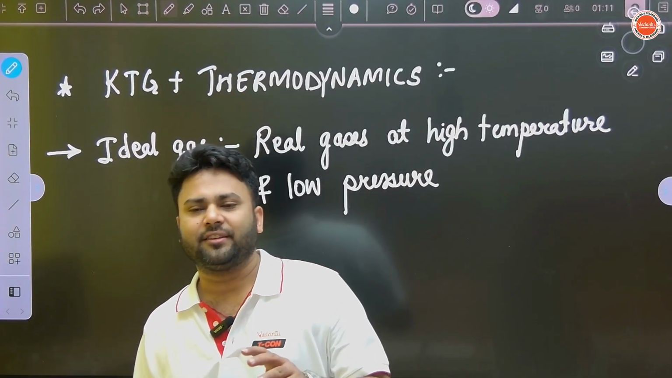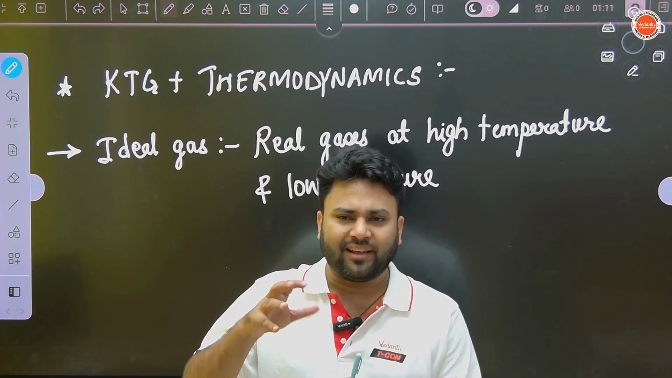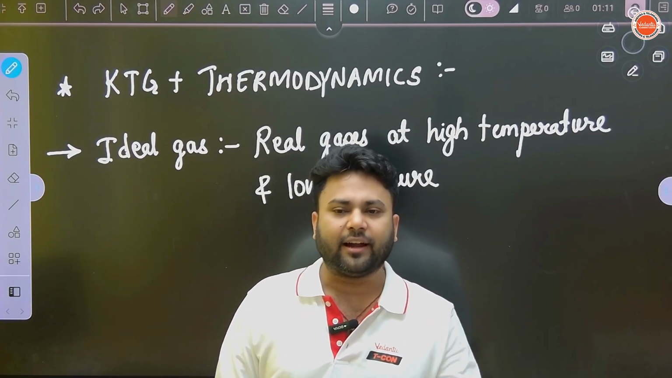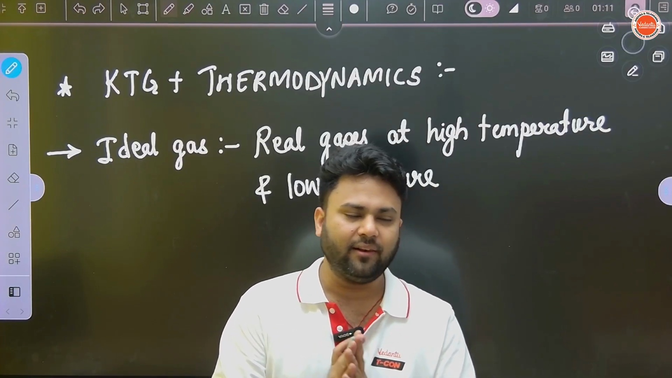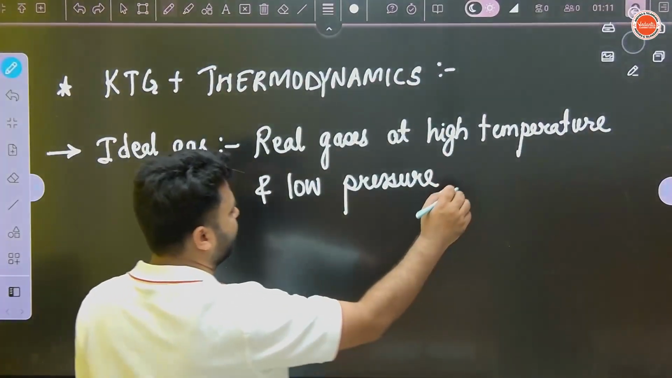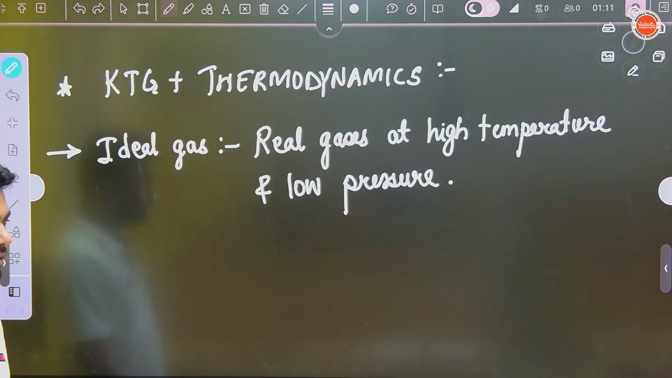Ideal gas is basically a hypothetical concept. But if real gas, normal gas, is at very high temperature and at very low pressure, we can treat it like ideal gas. So all the real gases at high temperature and low pressure can be treated like ideal gas. Okay.